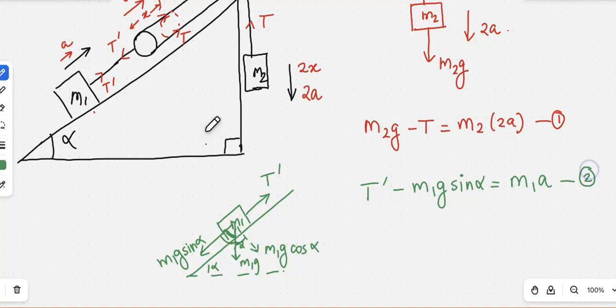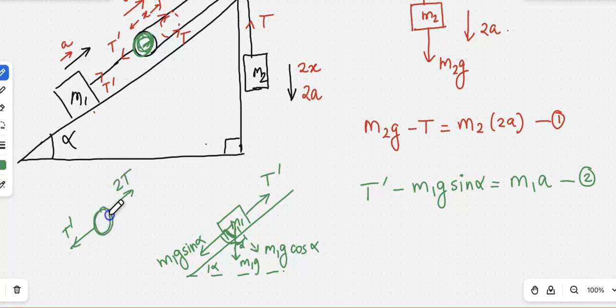This is the same acceleration as this pulley because they are connected to each other, right? Whatever acceleration this small pulley has, the same acceleration the mass m1 will have. Now what about this tension T dash? Let's look at the free body diagram of this pulley. It will have a tension force T dash here and the two tensions, 2T, here.